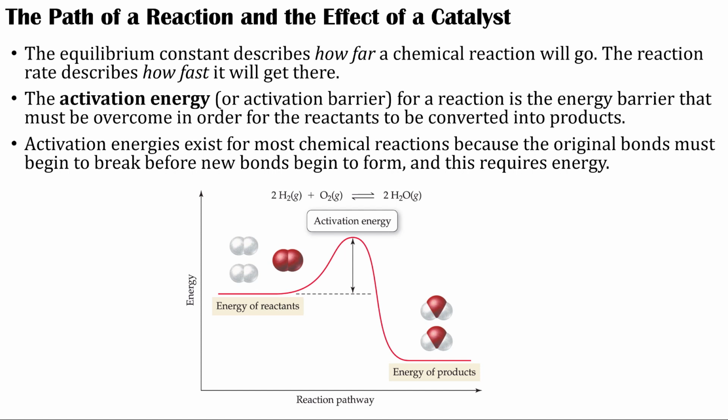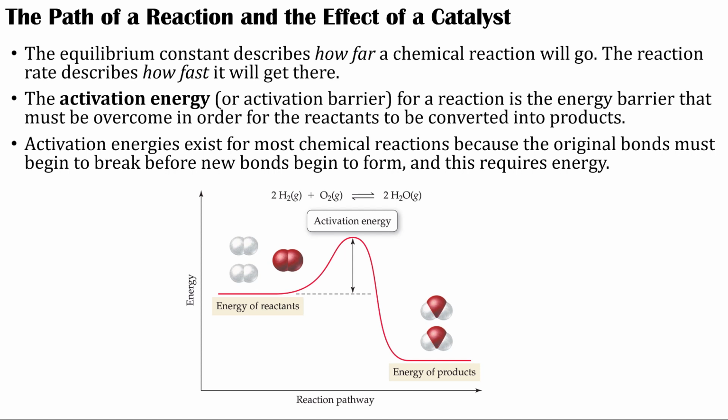And so the equilibrium constant describes how far a chemical reaction will go. The rate of the reaction describes how fast it will get there. So just because a reaction makes a whole lot of product doesn't mean that the reaction will get there quickly. Some reactions can take thousands of years for them to actually get there.